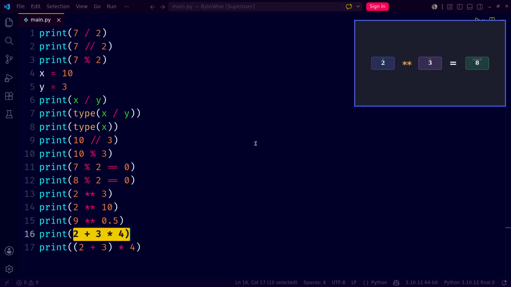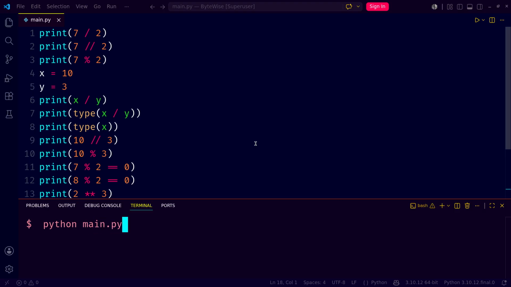Multiplication happens before addition. The result is 14, not 20. Python follows standard math precedence. 8, 1024, 3.0, 14, and 20. Notice the last 2. Same numbers, same operators, but parentheses change the result. Parentheses always win in Python's order of operations.